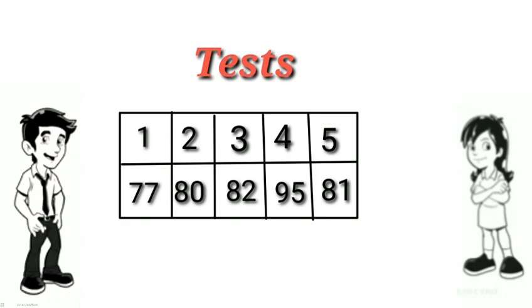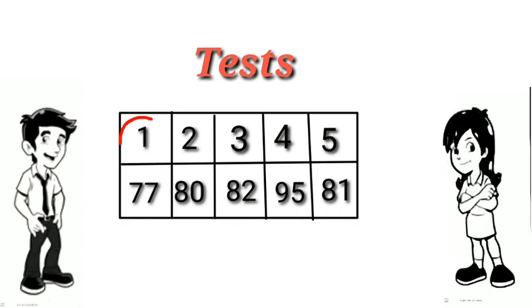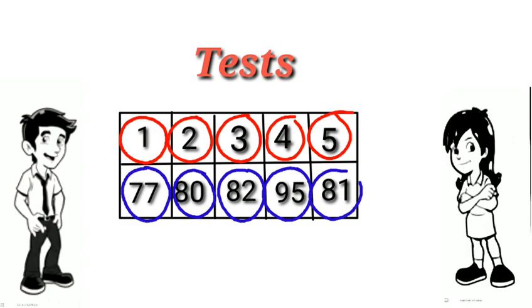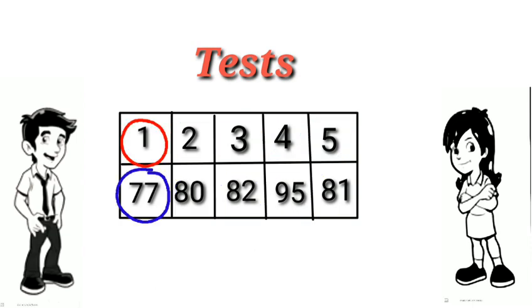Now, Zan has two options. He can either tell Sarah about his score in each test. Something like, in the first test, I scored 77. In the second test, I scored 80. In the third, 82, and so on.